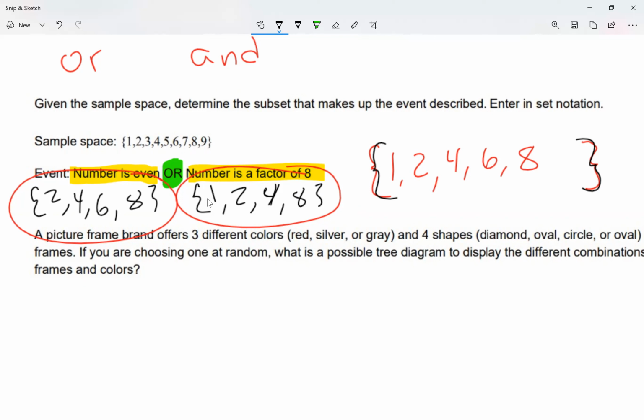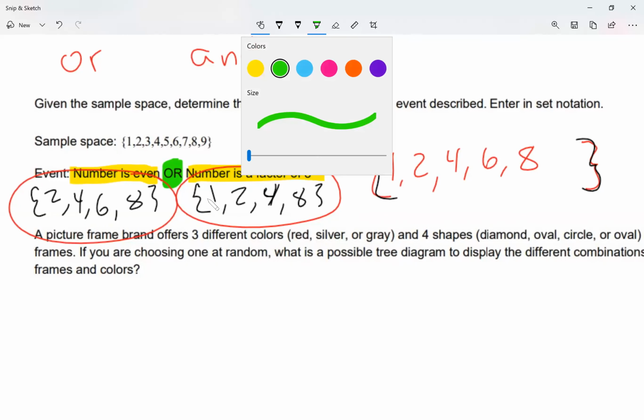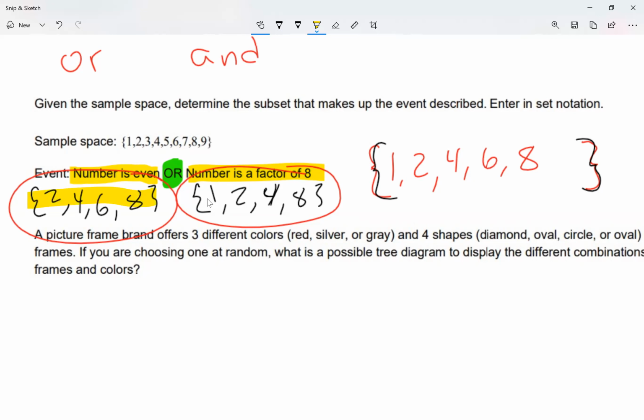When I use the word or, what I did first, I separated my list in 2 subsets. I listed my numbers that were even from the sample space. I listed my factors of 8 from my sample space. So I listed my 2 subsets. A subset is basically a set that comes from the sample space.